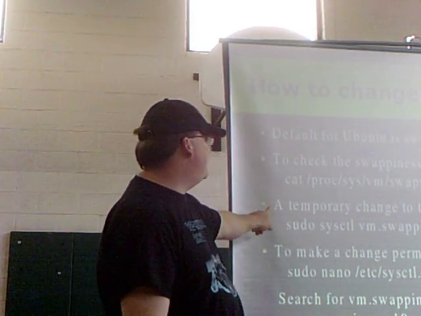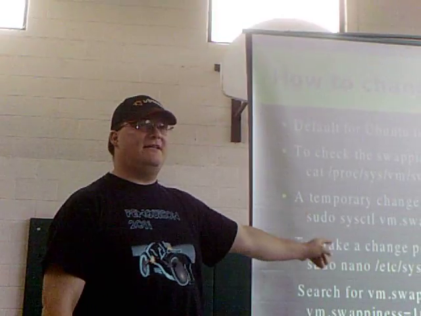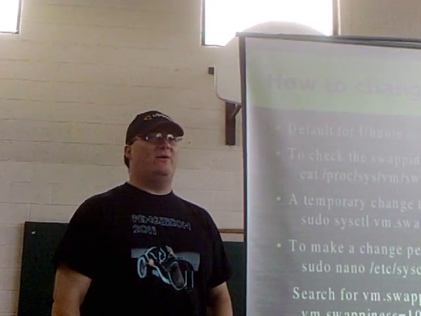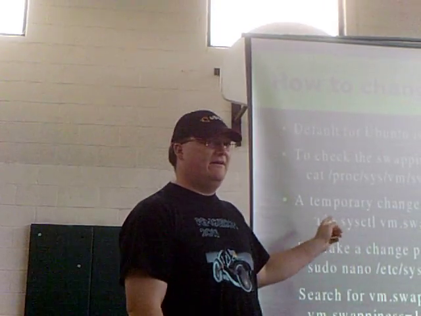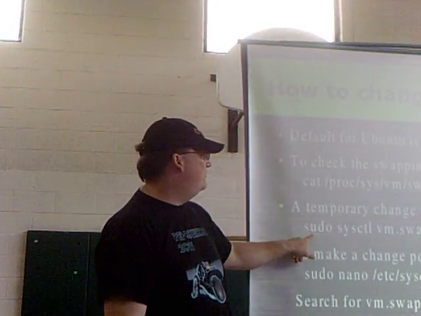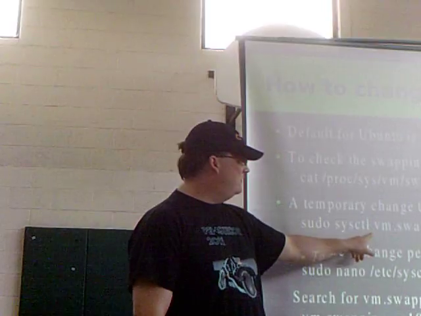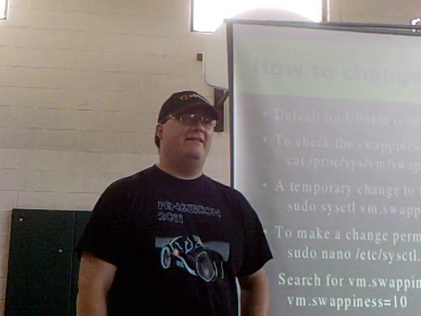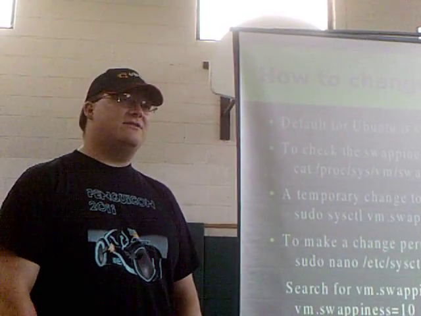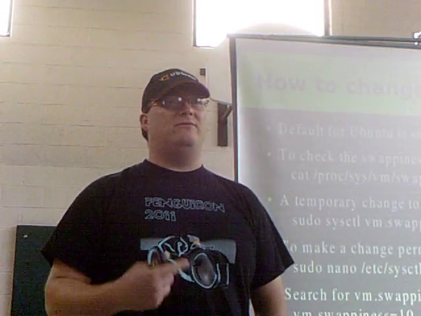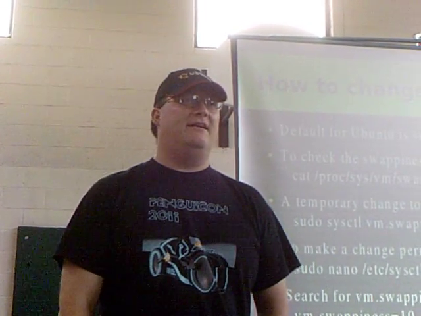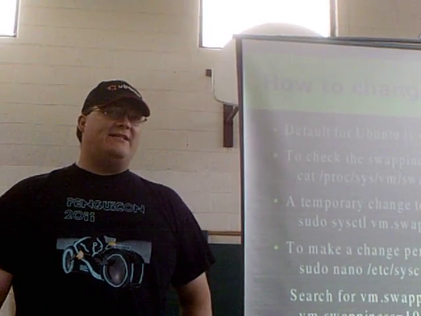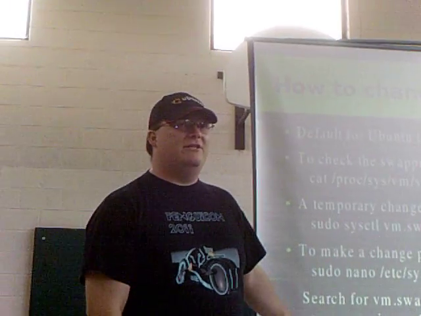To temporarily change it, just to see if it's going to work, say if you set it to 0 and you crank everything up, you don't want it to be at 0 all the time if it screws up. So you do sudo sysctl vm.swappiness=10, and that'll set it to 10. That's just a temporary setting, because next time you reboot, the kernel's not going to see that setting again. It's going to go by what's in the config file. So if you do that testing and you like it, then you can change it in the file.